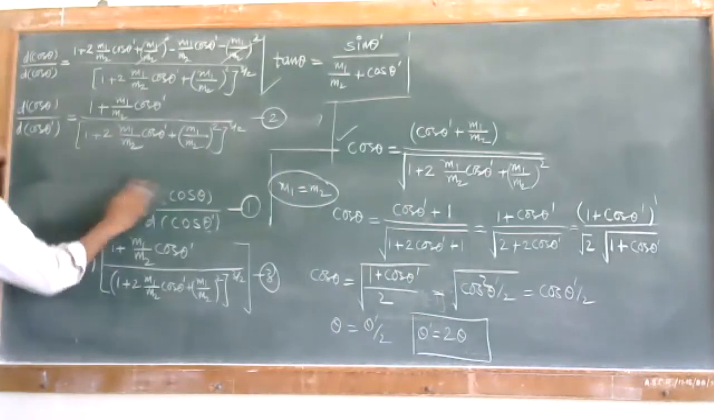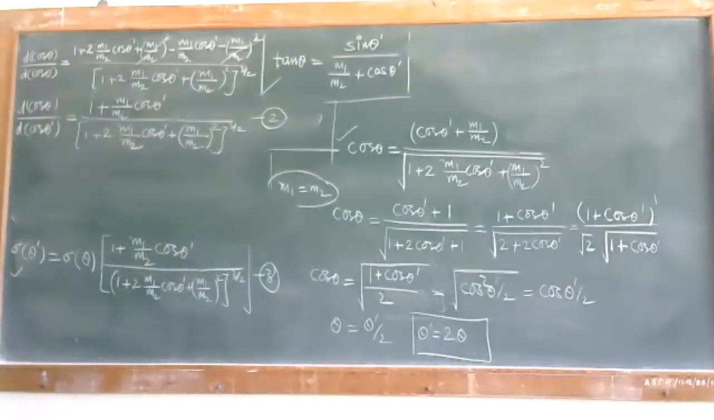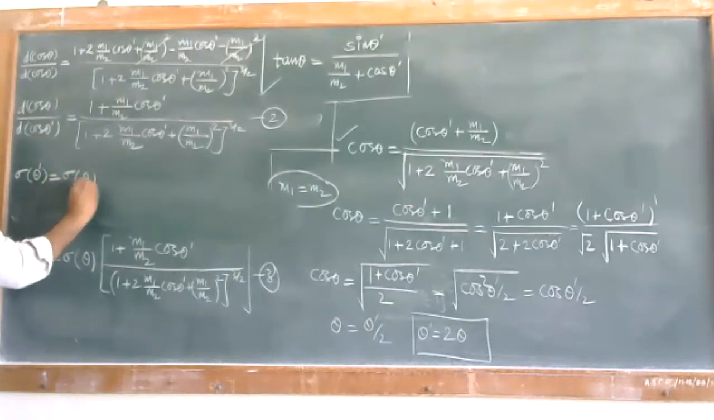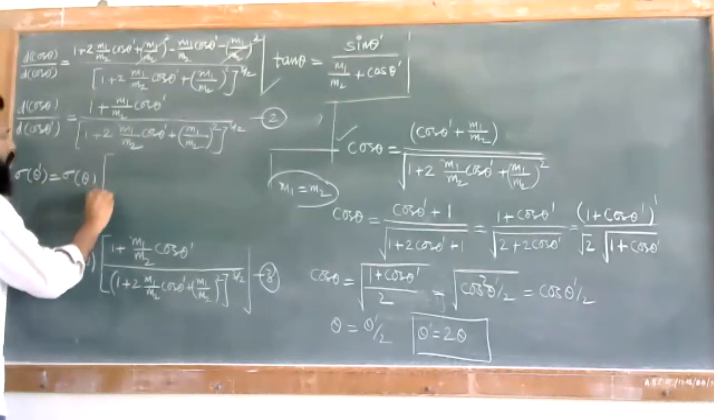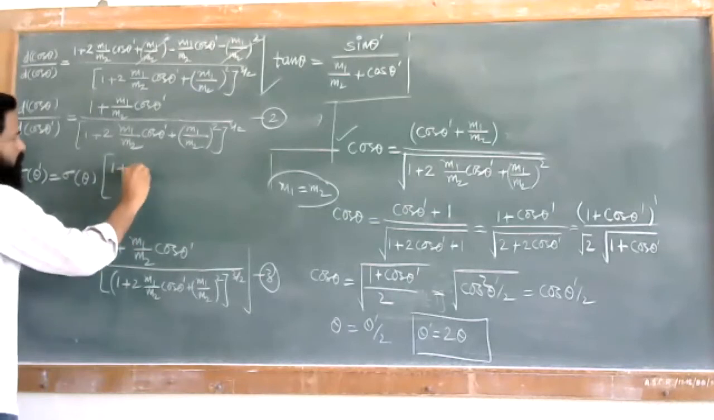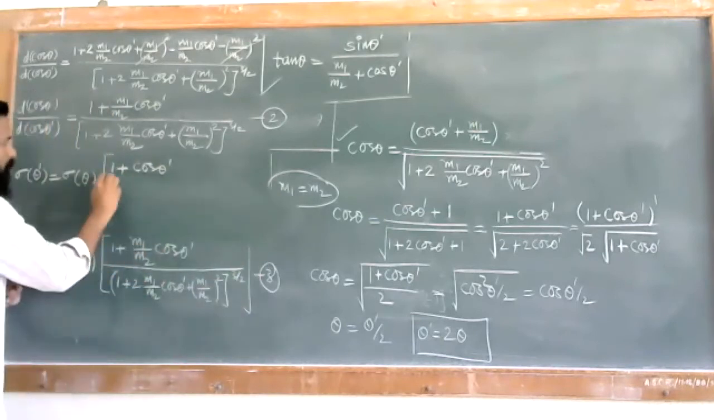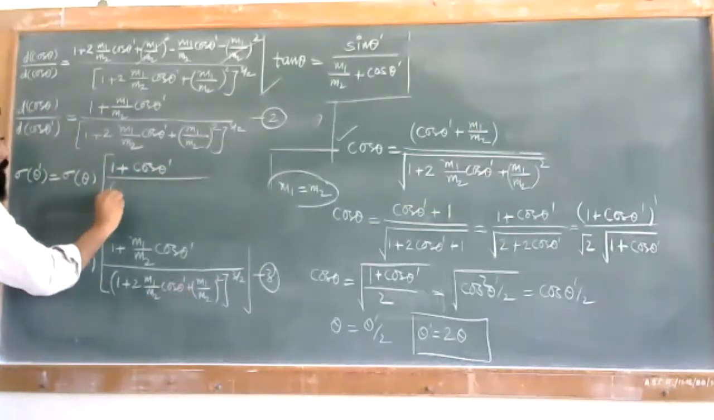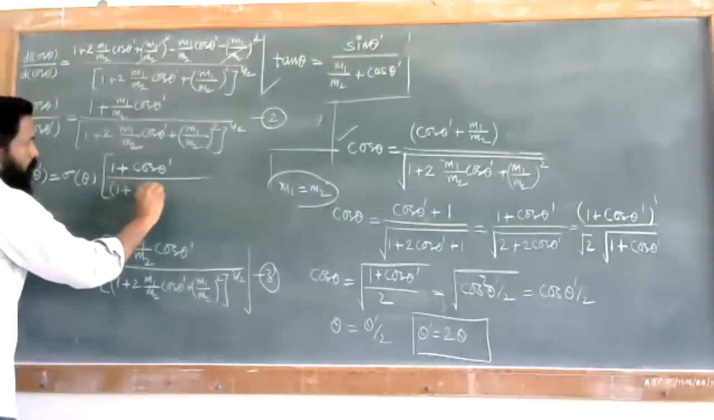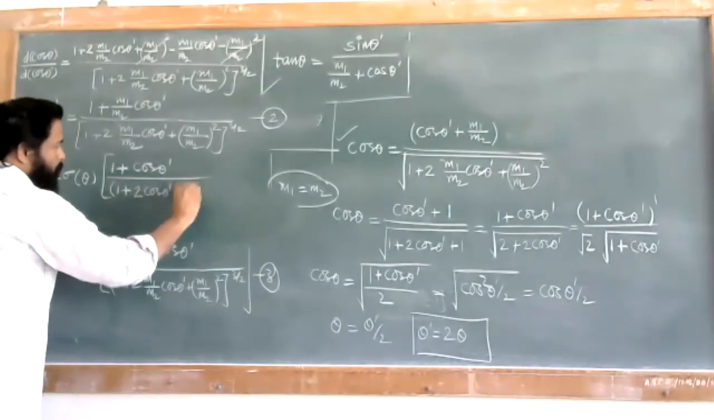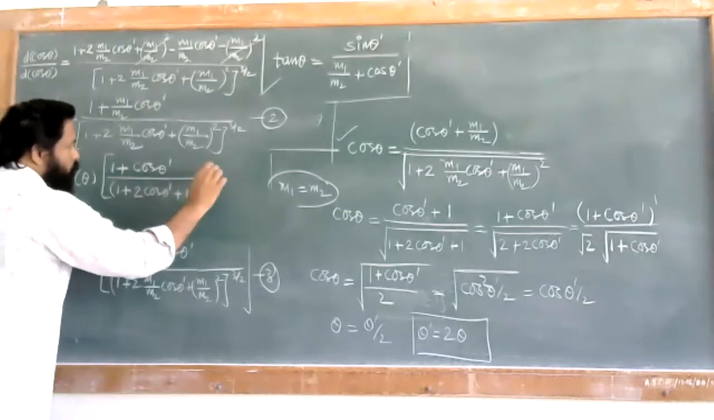So what should be the conditions now? The conditions should be like this. So you can have this, that is sigma theta dash is equal to sigma theta. What do we want? We want the relation between sigma theta dash and sigma theta. So we can have that sigma theta dash is equal to sigma theta multiplied by the term 1 plus cos of theta dash, because m1 upon m2 is equal to 1, because m1 is equal to m2, and that is divided by the term 1 plus 2 cos of theta dash plus 1, raised to 3 by 2.